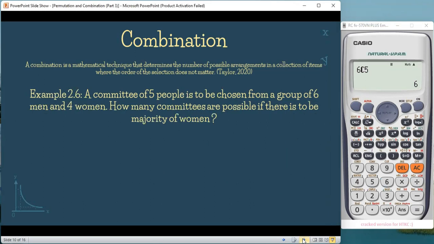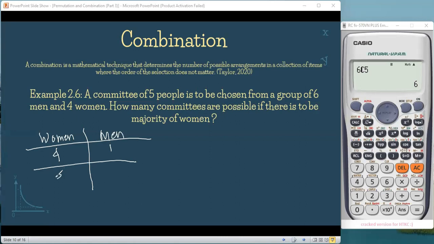So paano naman po kapag yung question, how many committees are possible if there is to be majority of women? So di ba po kapag sinabi nating majority, mas malaki daw po si women kay men. So paano po natin masasabi na mas malaki yung number ni men kay women? So ibig sabihin kailangan yung combination natin kung ito yung women, ito si men, para maging 5 sila, kailangan daw po pwedeng si women is 4 at si men naman ay isa lang naman. At pwede din naman po na 3 si women at may 2 lang pong kalalakihan sa team.